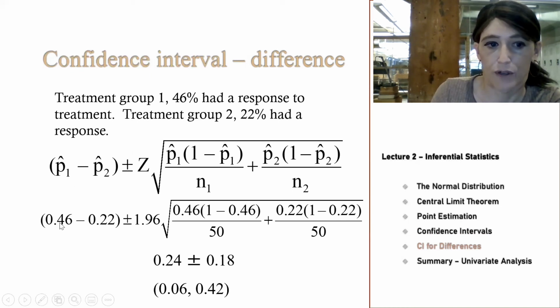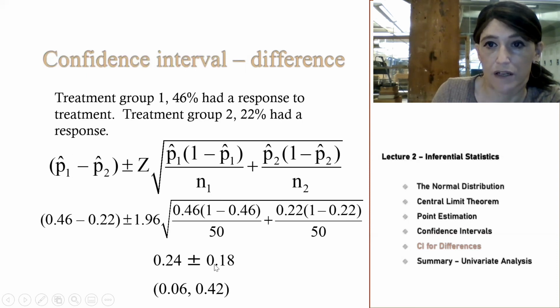So 0.46 minus 0.22, which are the proportions that correspond to those percentages, is 0.24. Okay, and then we plug in our proportions for each group here. We end up with plus or minus 0.18. So the difference between the two proportions, 0.24 plus or minus 0.18. So the true difference is somewhere between a minuscule difference of 0.06 and a slightly larger difference of 0.42 in terms of the difference.